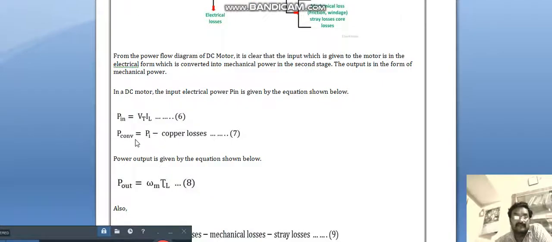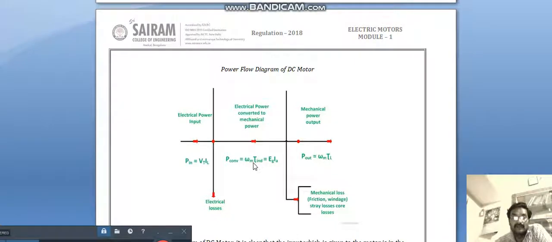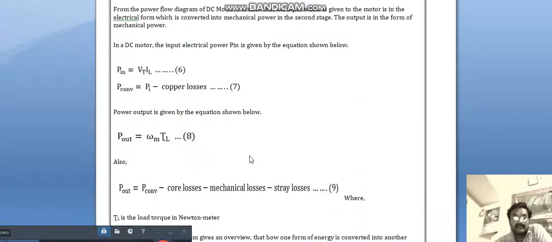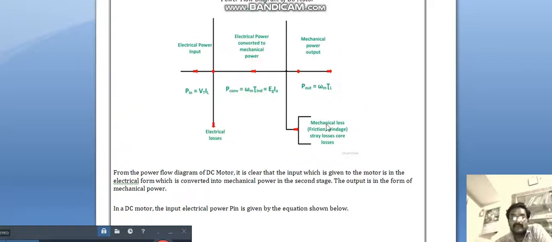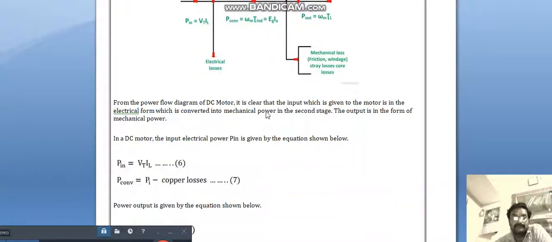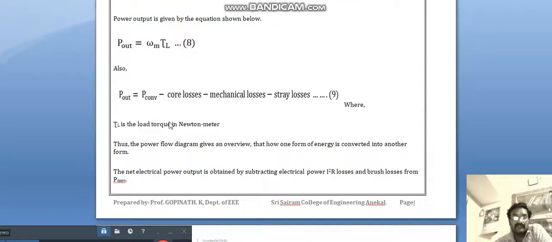P converted is equal to P in minus copper loss. The power output is given by the equation shown below. P out is equal to omega m tau L. So tau L is the load torque in Newton meter. Thus the power flow diagram gives an overview of how one form of energy is converted into another form.